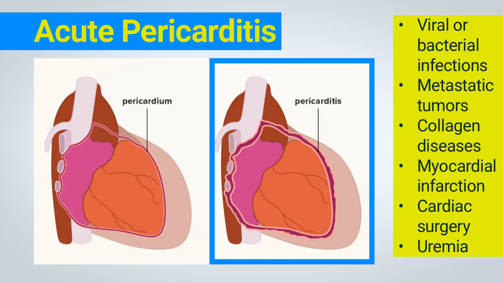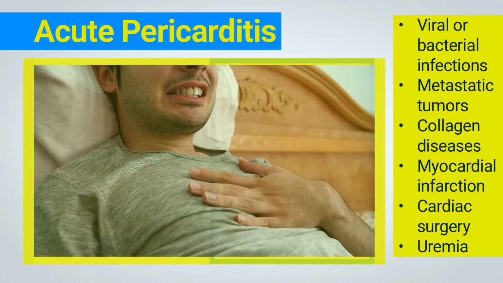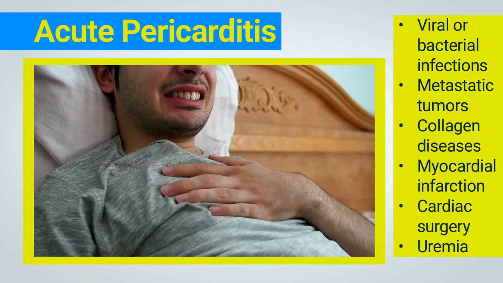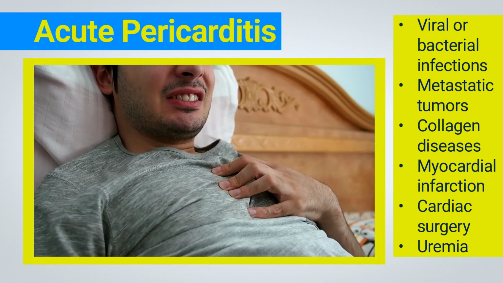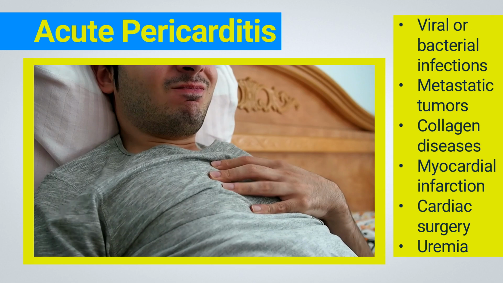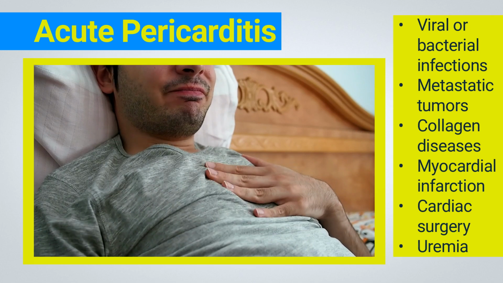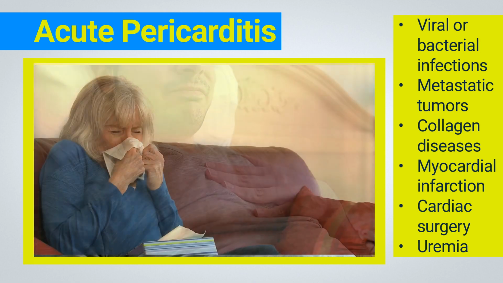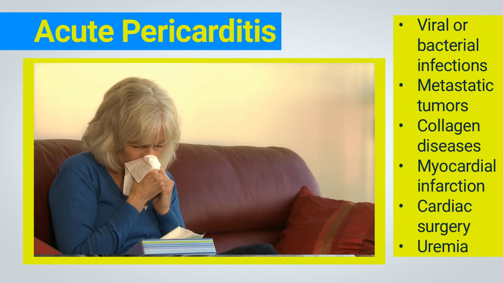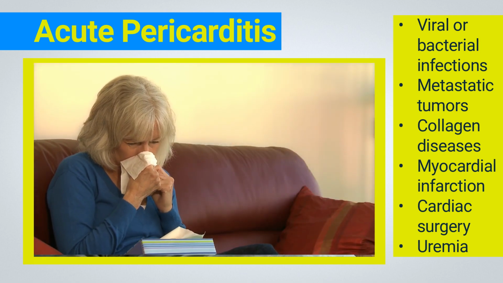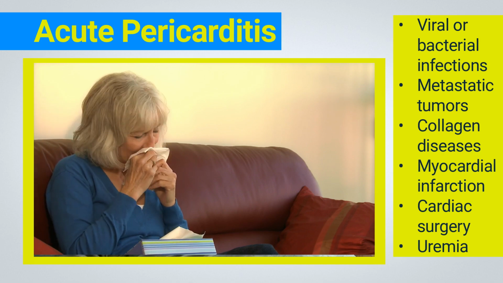Acute pericarditis typically manifests as chest pain that can often be sharp and located in the center or left side of the chest. The pain is often aggravated by lying flat or taking deep breaths, and may be alleviated by sitting up and leaning forward. Other symptoms can include a dry cough, fatigue, and fever, particularly if the pericarditis is infectious in origin.